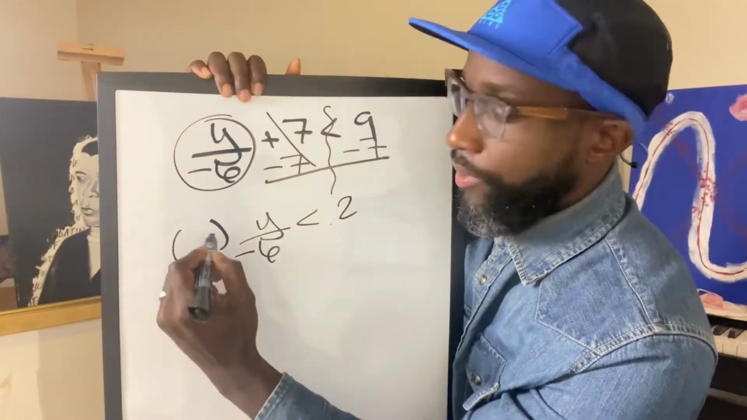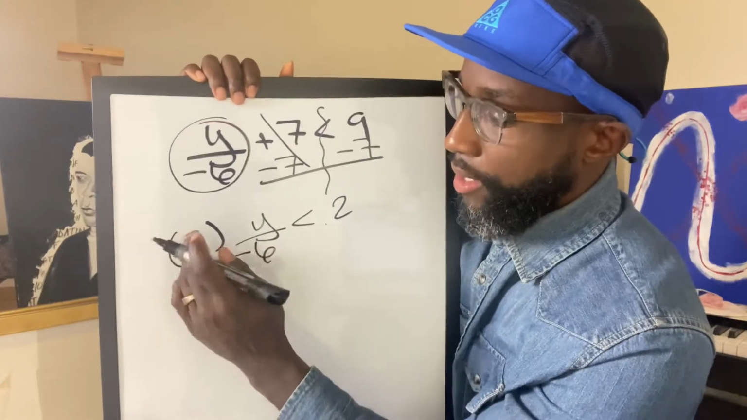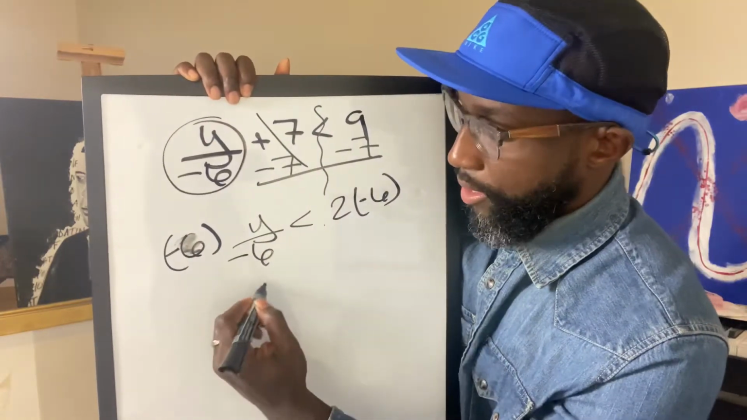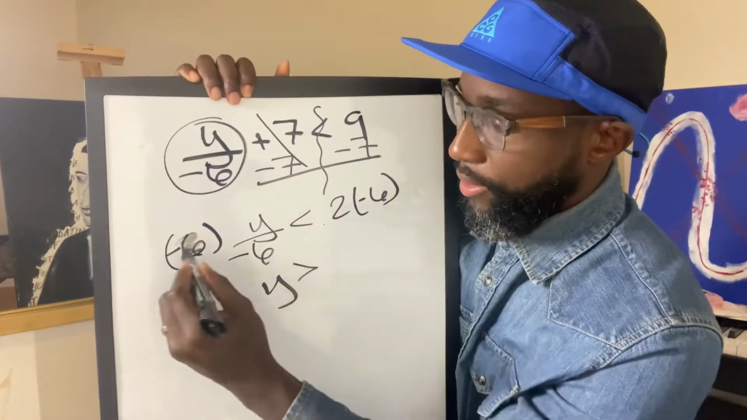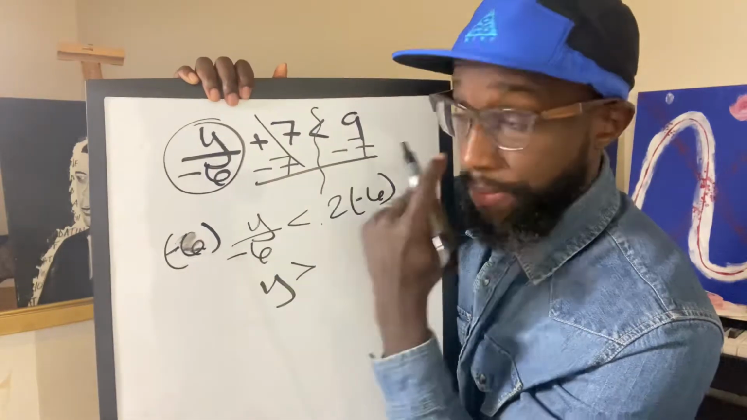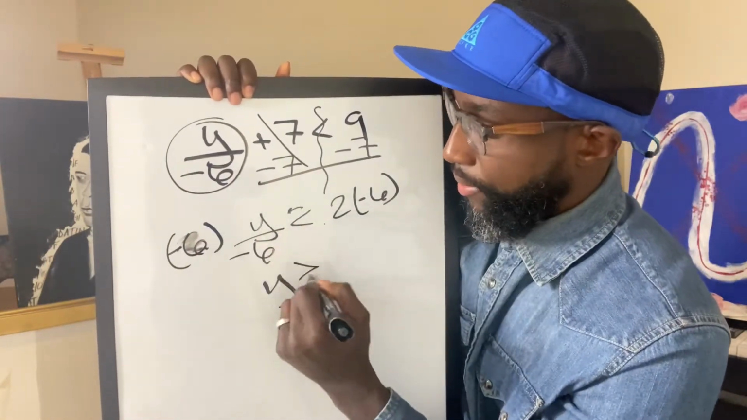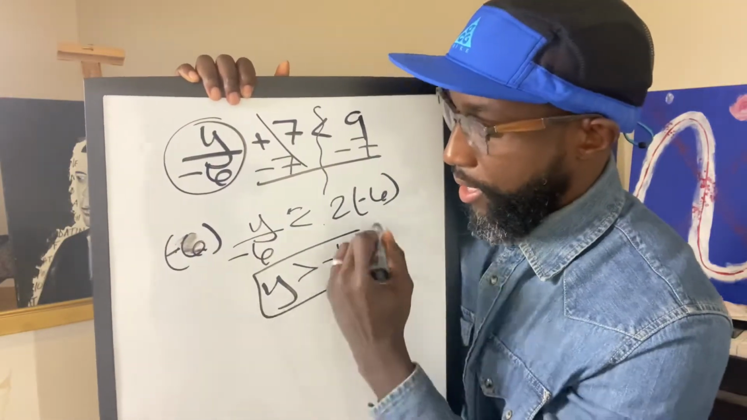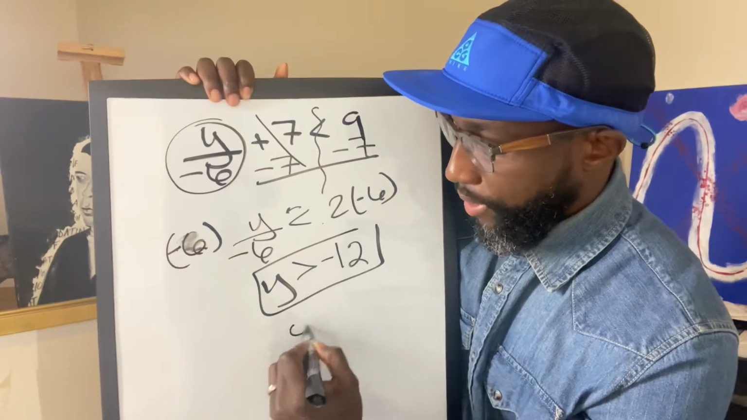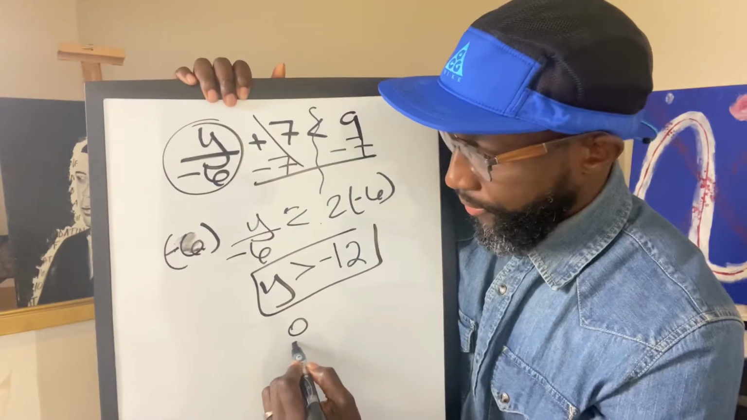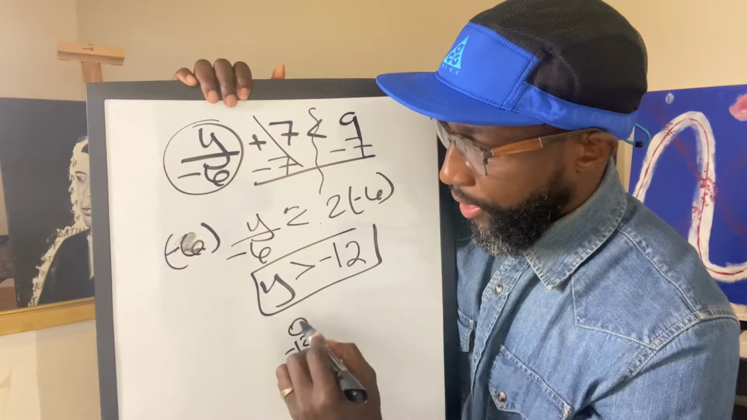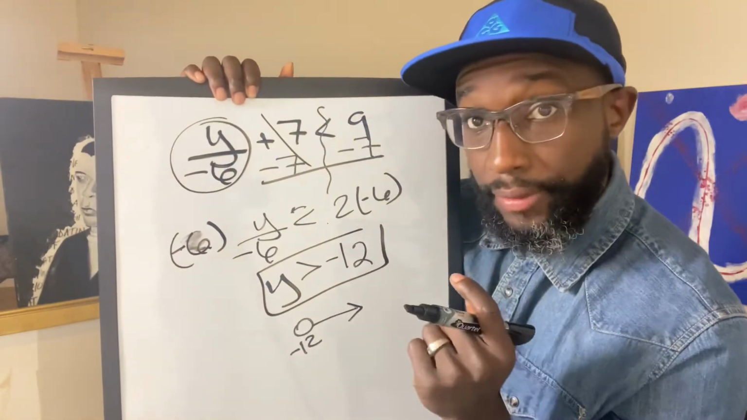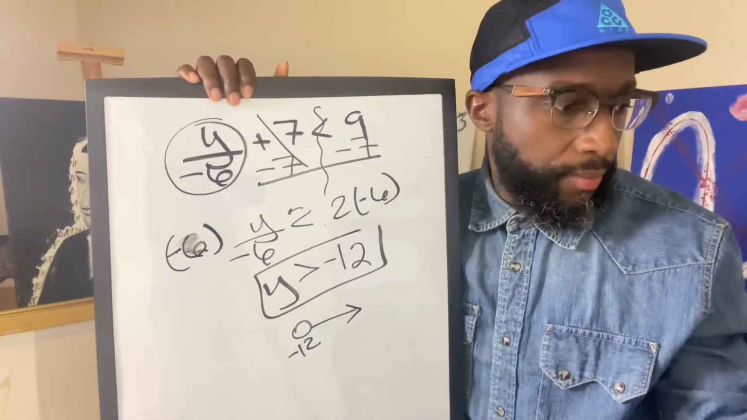Then let's finish it off. We multiply both sides by -6. Then y is going to be greater than, because multiplying by a negative changes the direction. So y is greater than -12. To graph that, starting at -12, greater than, so it's an open circle, and it's everything to the right.